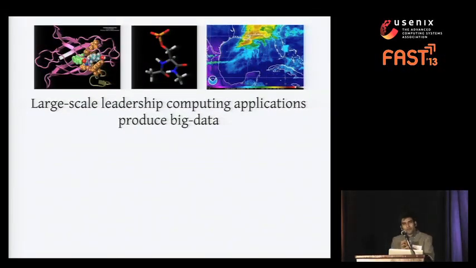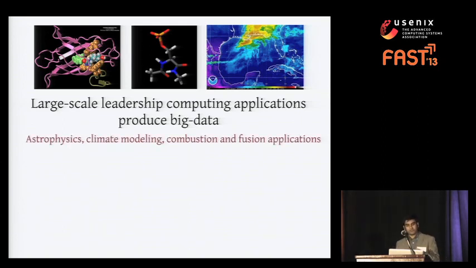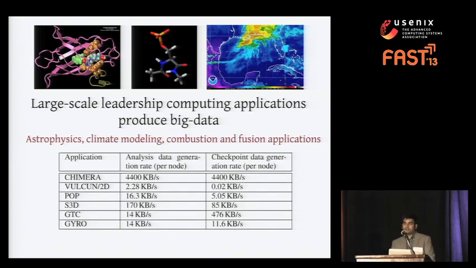What kind of applications actually run on such extreme scale machines? These are large scale leadership computing applications, which the Department of Energy is interested in, and they lead to a lot of scientific discovery and advance the state of the art. They are astrophysics and physics applications, climate modeling, combustion, and fusion applications. This chart shows a couple of applications and how much data they produce per second, per node. There are two kinds of data. One is analysis data, and the other is checkpoint data. Checkpoint data is mostly for recovering from failures on these large scale machines, and analysis data is the one on which we actually do analysis.